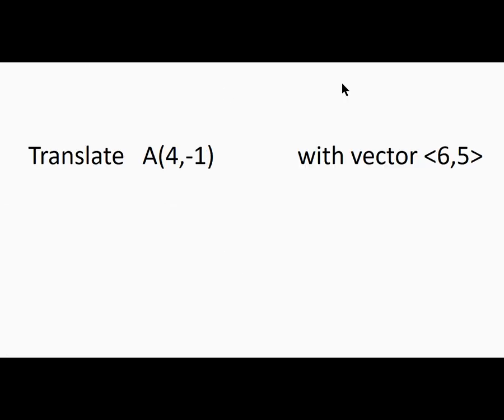So here's a problem we can solve without graphing it. Translate the point A at 4, -1 with the vector 6, 5. All right, so the vector 6, 5, the first number is left and right. That means we're going to move right 6. And the second number is 5. That's the up and down. So then we'll move up 5. So to find the new coordinates, we're simply going to add 6 to our x coordinate and add 5 to the y coordinate. 4 plus 6 is 10. -1 plus 5 is 4. So the new point, A prime, is at 10, 4.